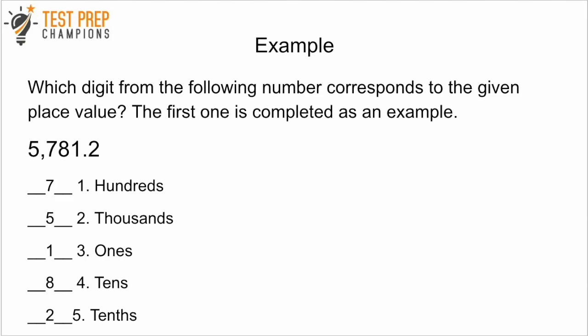Okay, so in this case, starting at the 2, this 2 here is in the tenths place. So if we come down here, you should have a 2 filled in here in the tenths place. Next, this 1 is in the ones place, so that's why I have a 1 filled in here. The 8 is in the tens place, and the 7 is in the hundreds place. And we know this 5 is in the thousands place. All right, so here are the correct answers. If you got this right, great job. If you didn't get this right, great job for trying. And we're going to move on to the next topic.